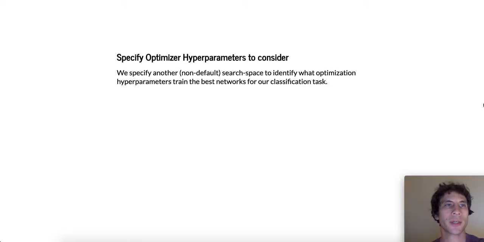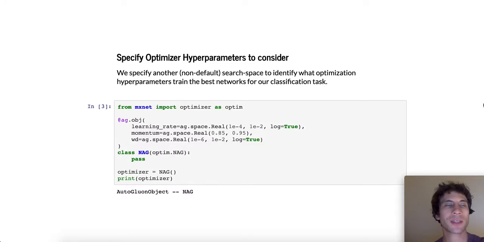Similarly, we can construct another search space to identify what optimization hyperparameters work best for our task. Here we demonstrate this for the Nesterov Accelerated Stochastic Gradient Descent optimizer, specifying a real search space that instructs AutoGluon to search within continuous valued ranges, optionally on a log scale shown here. Note that you can use analogous AutoGluon code to search the hyperparameters, here constructor arguments, of any Python object that gets passed into the training function.